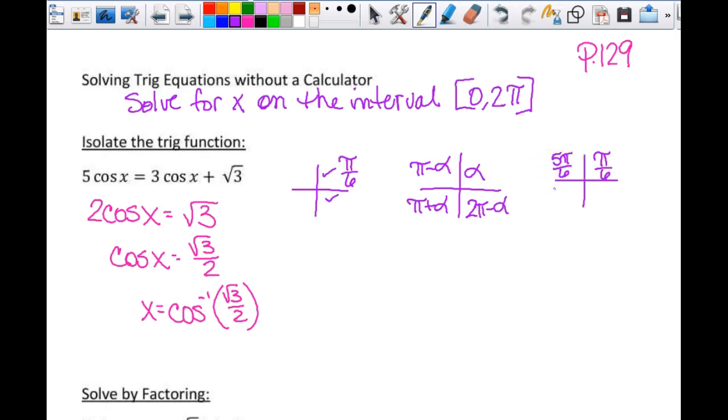What goes here? 7 pi sixths and 11 pi sixths. So this is where they come from, or you can just know them, right? But we only want them for quadrant 1 and quadrant 4. So the solution to this is going to be pi sixths and what? 11 pi sixths. We get 2 answers here.